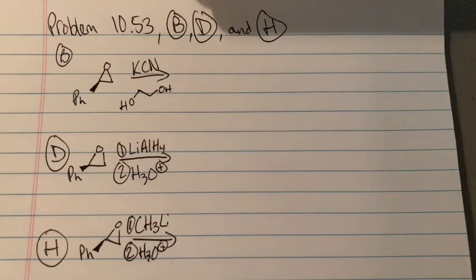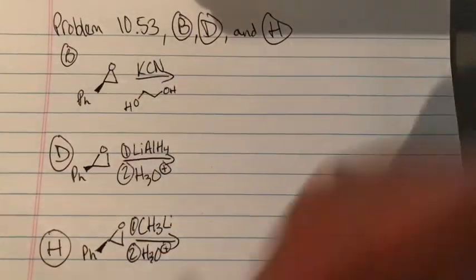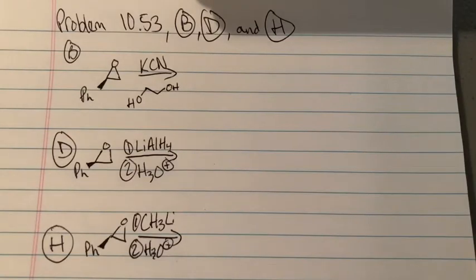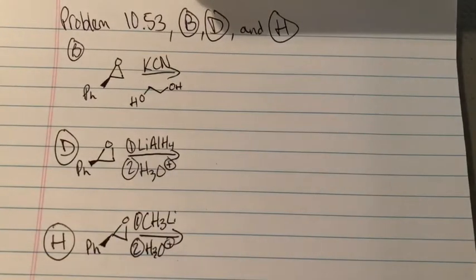So with the basic system, you're going to get the attack at the least substituted carbon on the epoxide, and then vice versa when you're talking about acidic conditions. But neither of these are under acidic conditions, at least not initially. So KCN is going to be basic. Lithium aluminum hydride is a strong reducing agent, or hydride. So the hydride is going to be what's attacking either of these carbons. I'm not going to give it away.